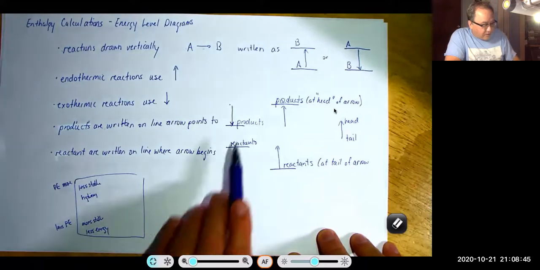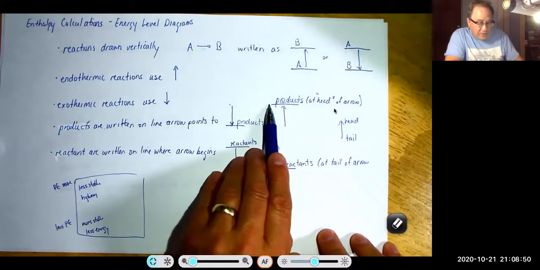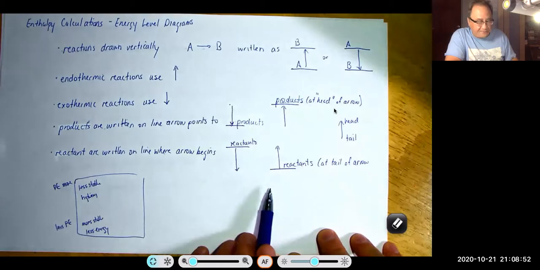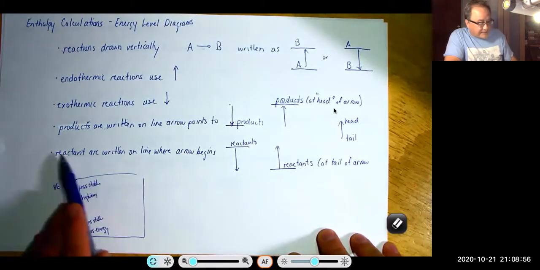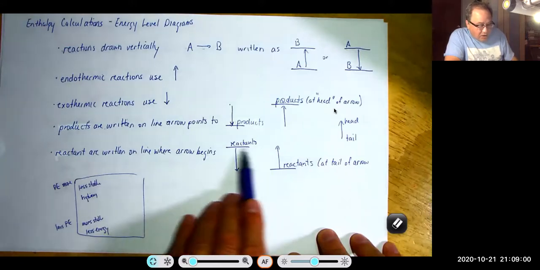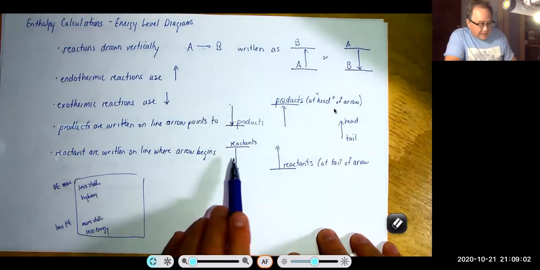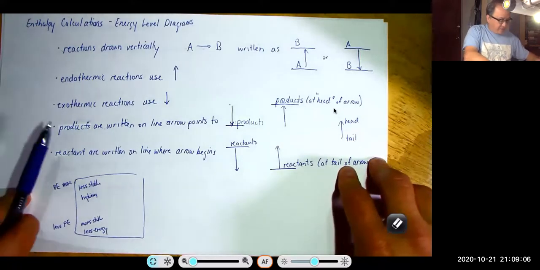So here you would write the products. Now you see that this arrow is touching this line, so you write products on top of that line. And the reverse is true for reactants. The reactants are always written at the tail of the line, and it's written on that horizontal bar next to the tail of the line. So that's how you draw an energy level diagram.